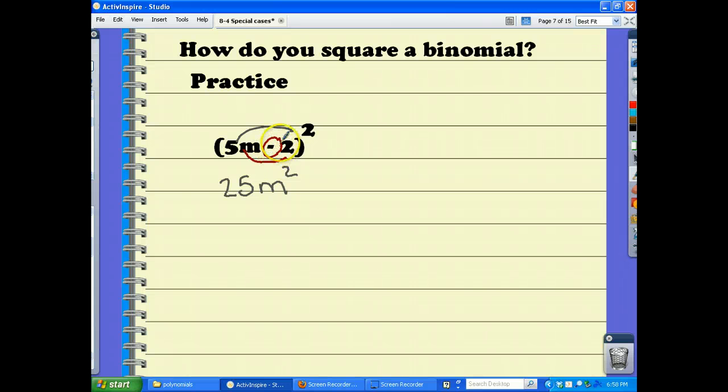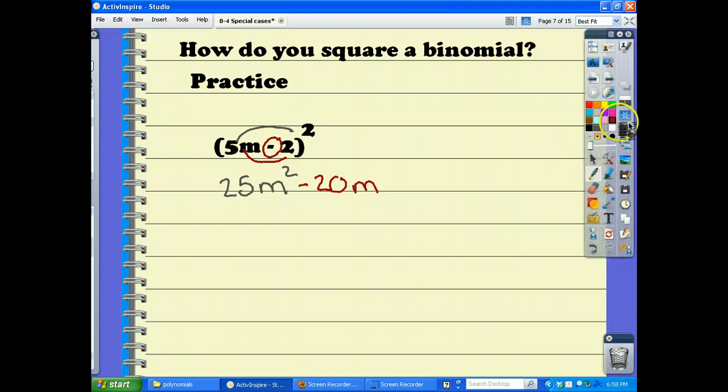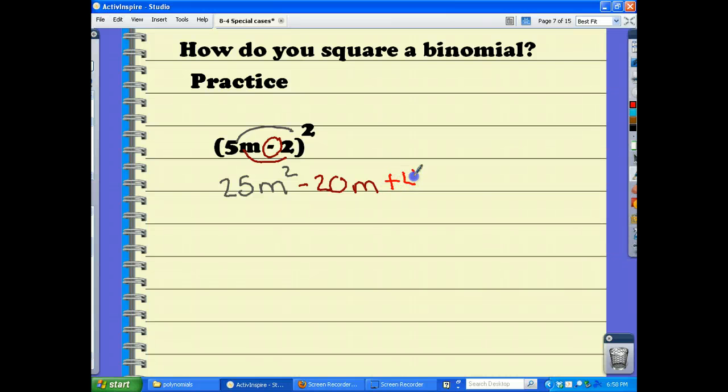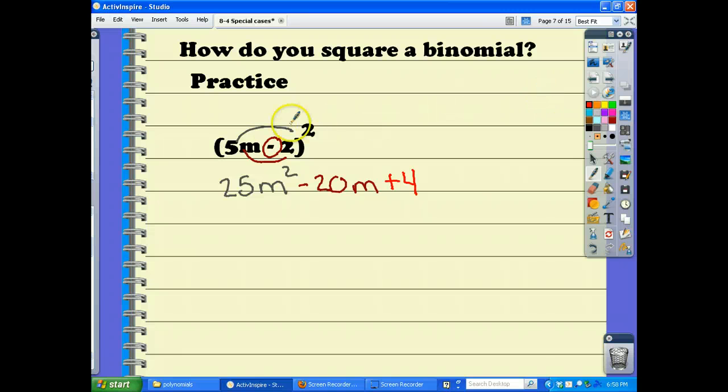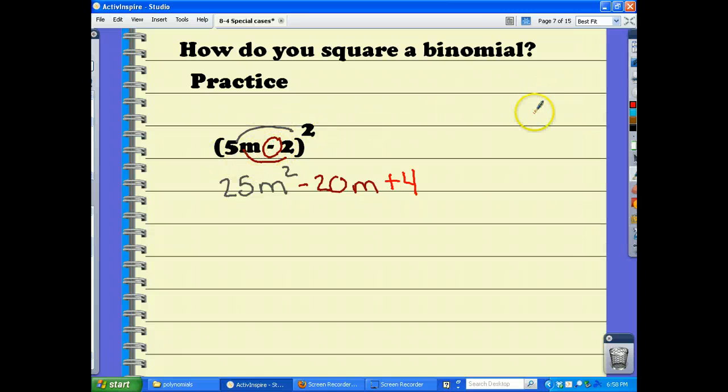Again, pay attention to that negative there. That'll get you. So 5 times negative 2 is going to be negative 10. And then don't forget to multiply that by 2. Negative 20m. And then negative 2 squared, the negative squared, and you're going to get plus 4. All right, so see, the process is still the same. Just don't let that negative throw you off.